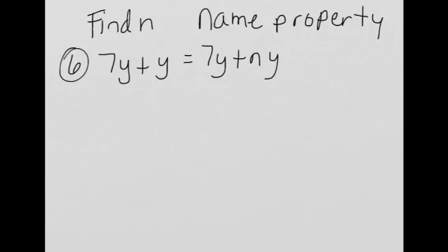Find and name the property. Well, this is a 1, so that means n must equal 1. 1 times y gives us the value of y, and that is the multiplicative identity property.